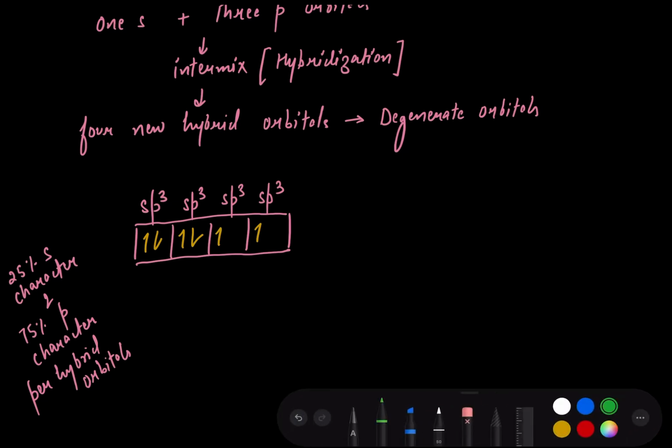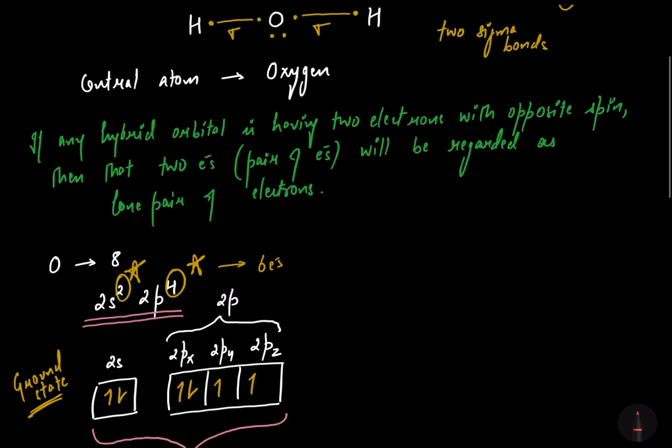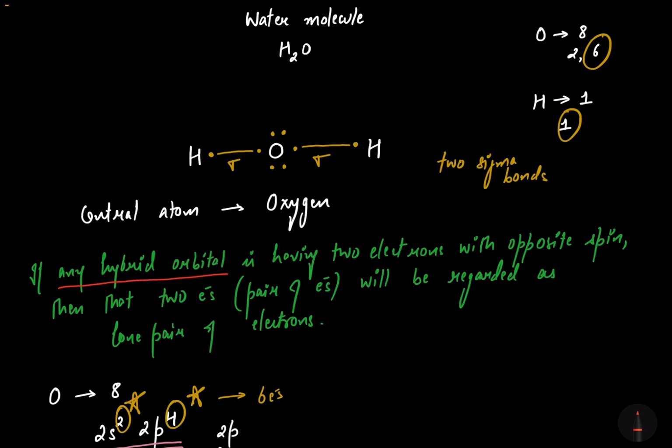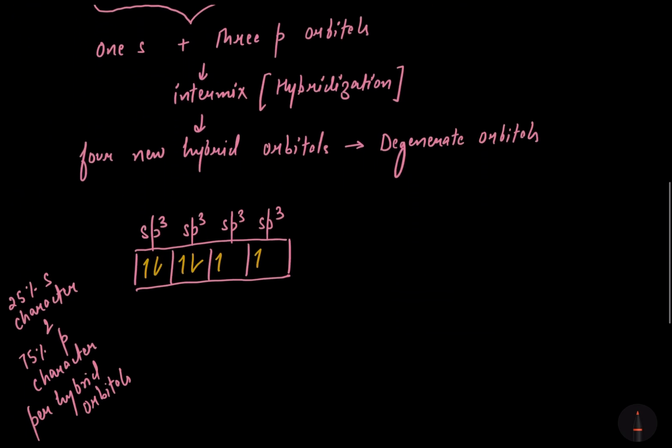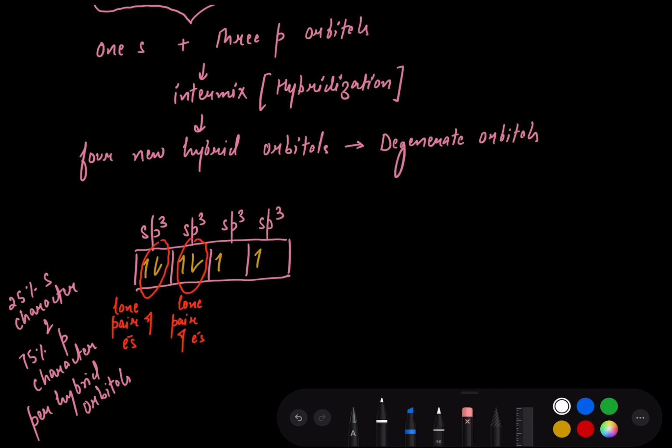Now let's come to the initial points. Here I have already told you, if any hybrid orbital is having 2 electrons with the opposite spin, then that pair of electrons will be regarded as a lone pair of electrons. So that means in this case we are having the first 2 sp3 hybrid orbitals which are having 2 electrons each, that is this one and this one. So this will be called a lone pair of electrons, and another is also a lone pair of electrons.